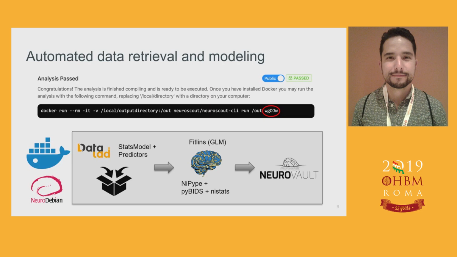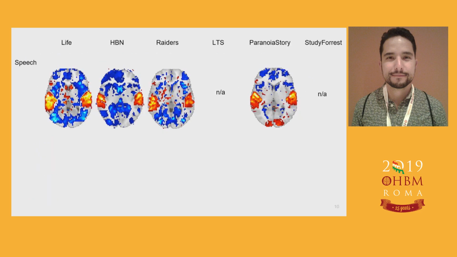This is fed into FitLins, which a couple of us have been working on to create a standardized BIDS app for fitting statistical models using NiStats, PyBIDS, and Nipype. And once the models are fitted, the results are automatically uploaded to NeuroVault, so you can actually share them with your colleagues. So this is great, but does it result in something reasonable?